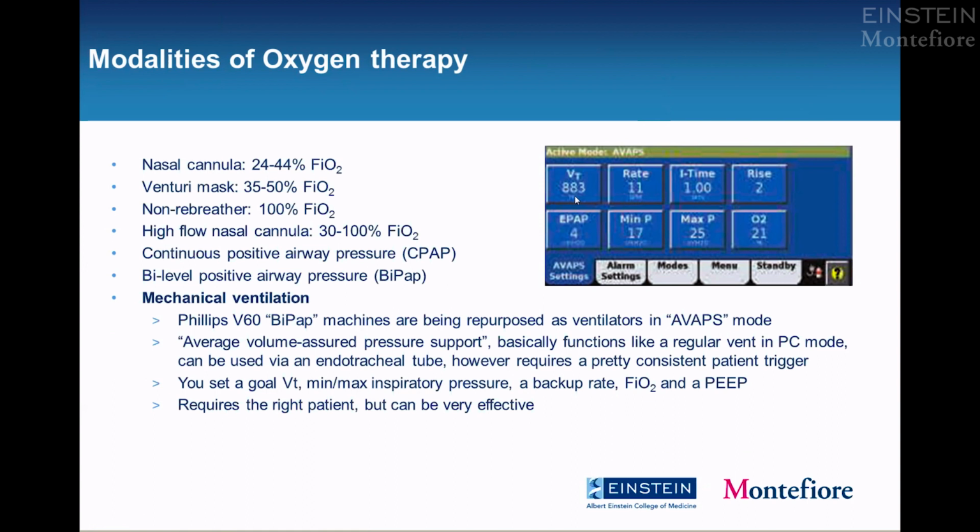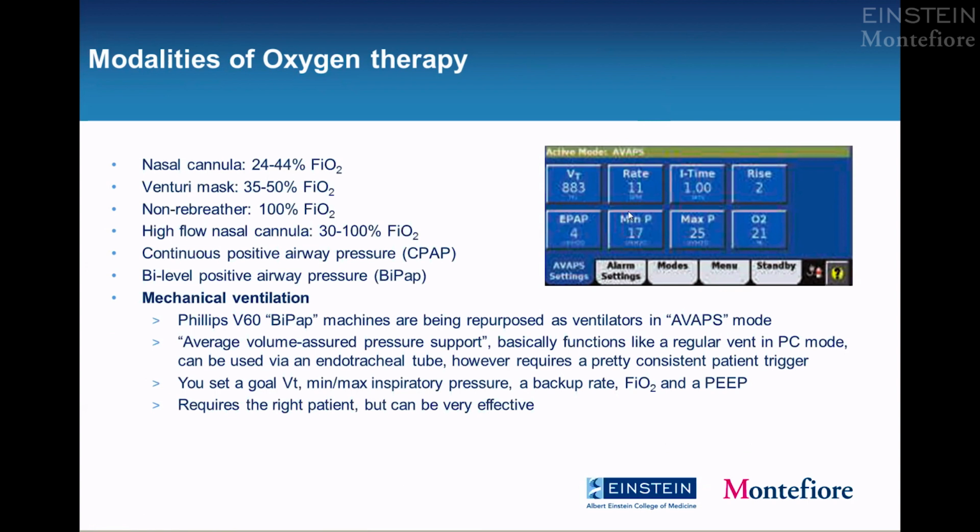Hopefully it's not 883 unless your patient is 7'6", but you set a goal tidal volume. You set the pressures that you're willing to tolerate to generate that volume. So a minimum and a maximum pressure, and you're setting a PEEP. So basically, if I had a volume of 400, and I know I want my peak pressures to not be too high because I don't want my plateaus to be too high, I might say, okay, I'm going to set my minimum pressure to 15, my maximum to 25, and I want to generate this tidal volume of 400.